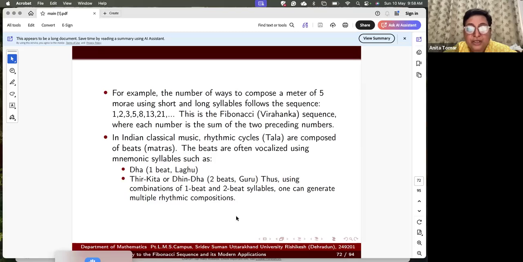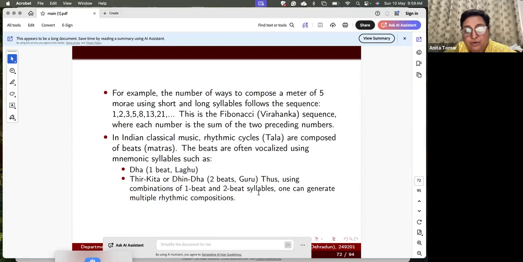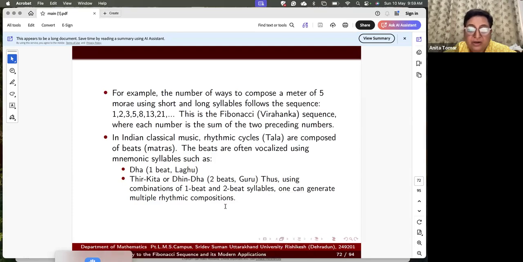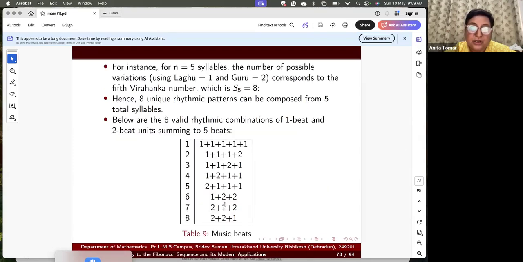In Indian classical music, rhythmic cycles, tal, are composed of beats. The beats are often vocalized using mnemonic syllables like dha, one beat, that is Laghu, and thir kita, dhindha, two beats, meaning Guru. Thus, using combinations of one beat and two beat syllables, one can generate multiple rhythmic combinations.